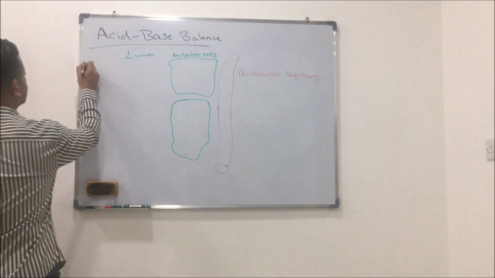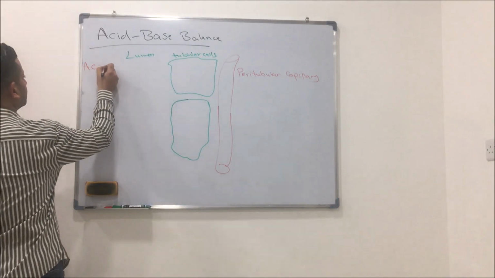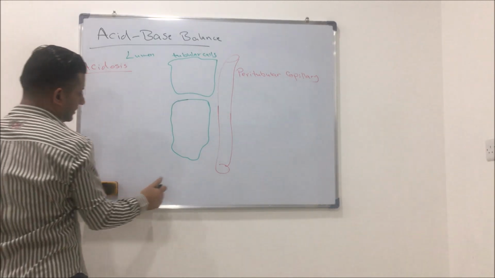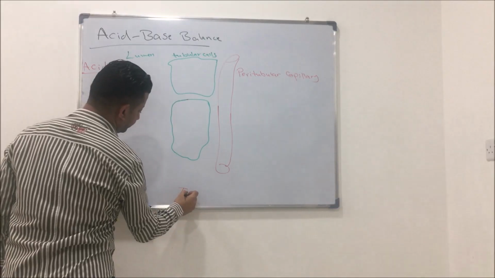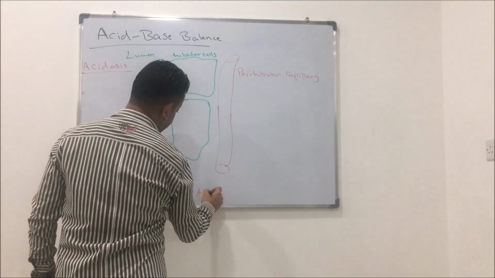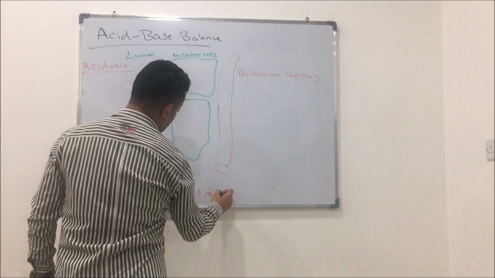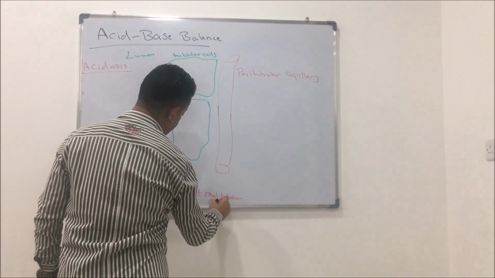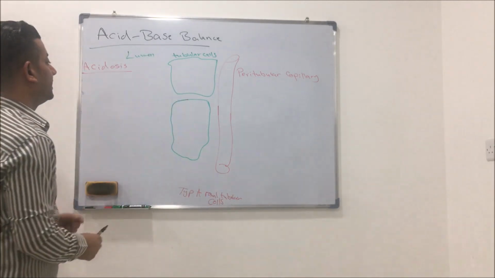In case of acidosis, type A renal tubular cells will respond. How is that?